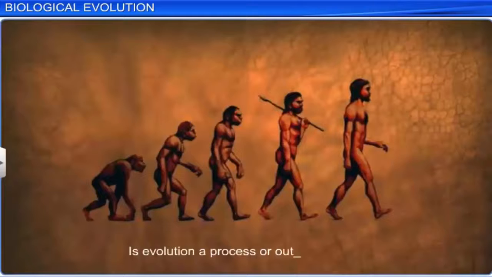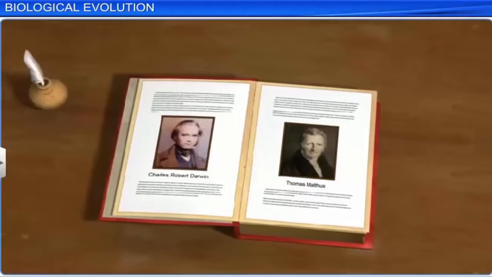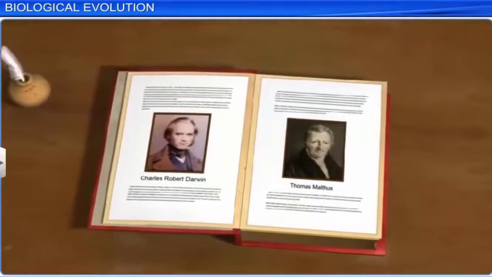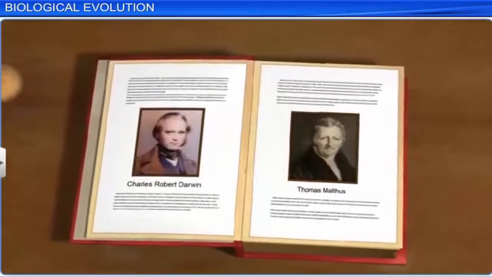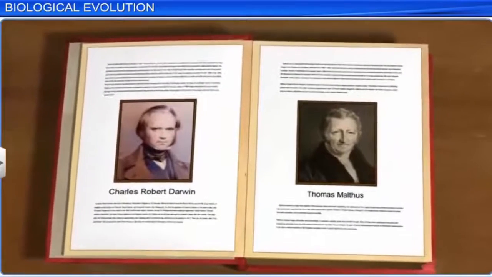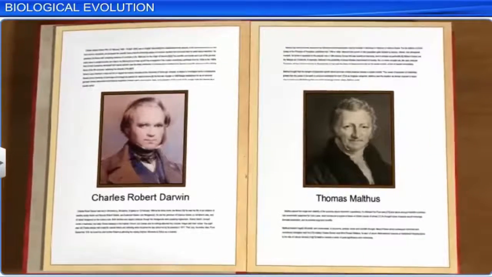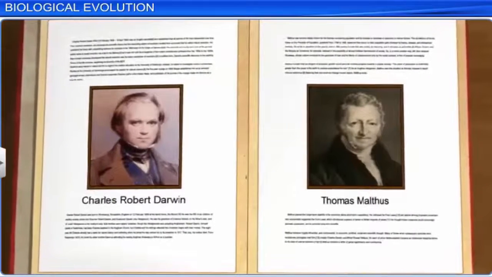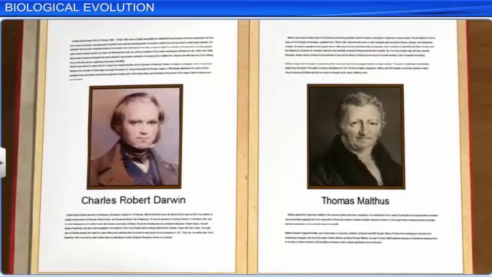Evolution has always generated a lot of debate. In fact, no one has been able to say with certainty whether evolution is a process or an outcome of a process like natural selection. Around the time when Darwin proposed the theory of evolution, a British scholar and economist, Thomas Malthus, propounded his influential theories about population and the factors that lead to its increase and decrease.